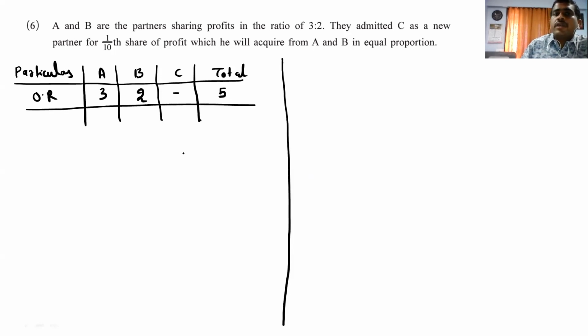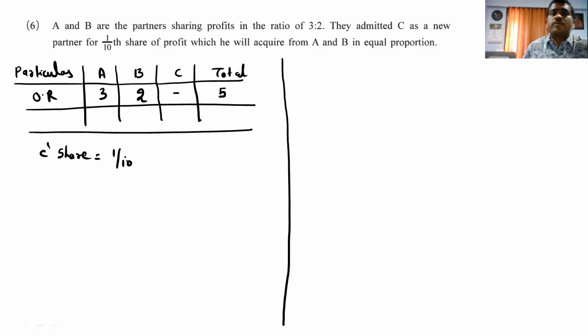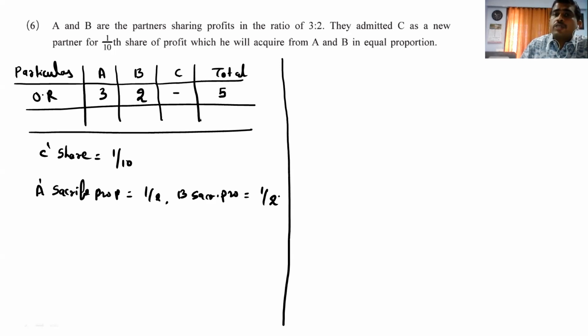Now what they want to say, they are saying that they admitted C as a new partner. That is the C's new share. C's share comes to how much? 1 by 10, which he will acquire from A and B in equal proportion. That means what they want to say, that is A's sacrifice, not ratio, it's a proportion. A's sacrifice proportion is equal to 1 by 2, while B's sacrifice proportion, I'm saying proportion, not ratio, right?